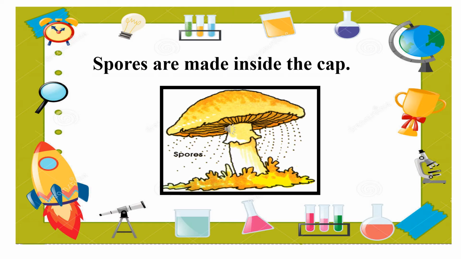Dear students, as we know, ferns and mosses are the plants that grow spores. But there is another plant called mushroom and it is a non-green plant. It takes its food from the humus in the soil and a mushroom has a cap, and spores are made inside the cap as well.